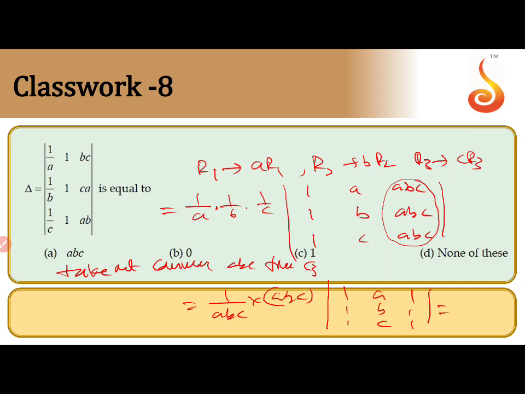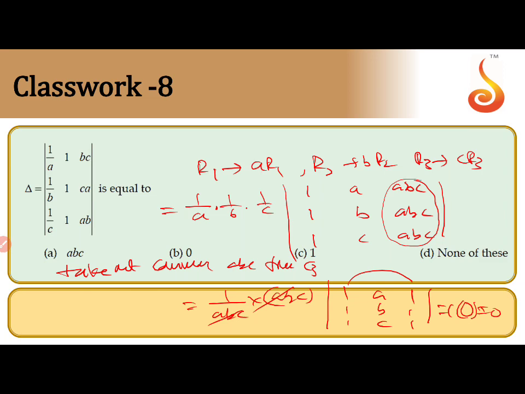That means the value of the determinant is 0 because two columns are identical. So 1 into 0 gives 0 only. These two columns are equal, so the value of the determinant is 0. According to the property of determinants, if two rows or two columns are equal, the value of the determinant is 0 only.